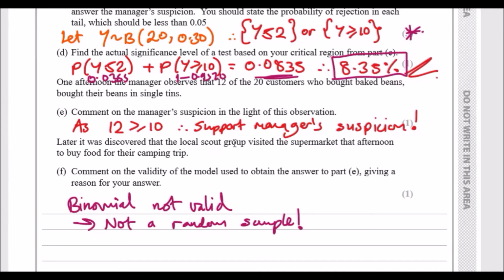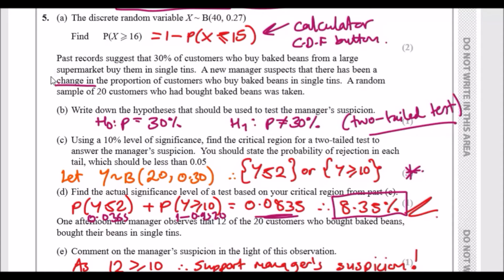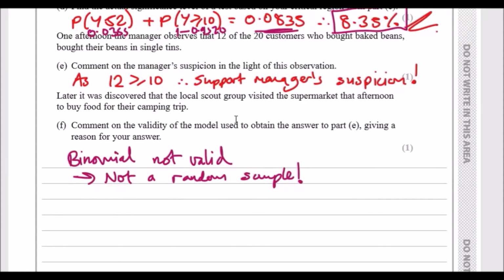One thing you need to know about binomial distribution is that the sample is random. And you'll spot the words here, a random sample of 20. If you have a random sample, it's binomial. This one is not random, so it's not binomial. And that's it. That's all you have to say. Binomial is not valid as it's not a random sample.